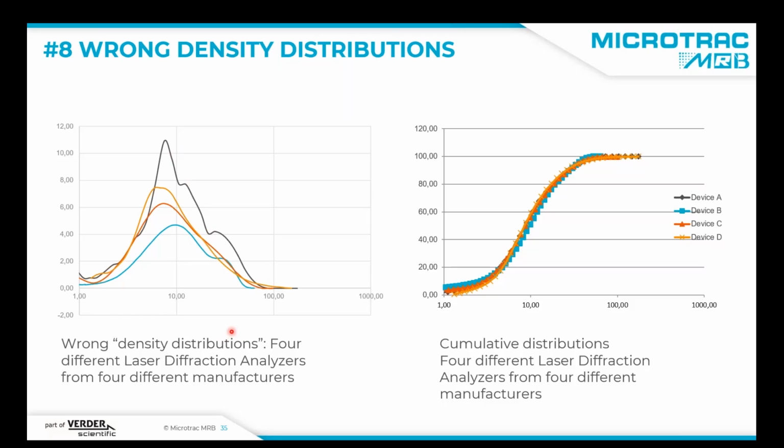But if you take the actual data table from which these wrong density distributions have been generated, and you plot it as a cumulative distribution, then you see that the results are not so different. So the D50, D90, D10, they are very close together. There are some differences in the percentage of fines and oversize that can be related to sampling or sample preparation or ultrasound, but the overall agreement between these 4 laser diffraction analyzers has been quite good.